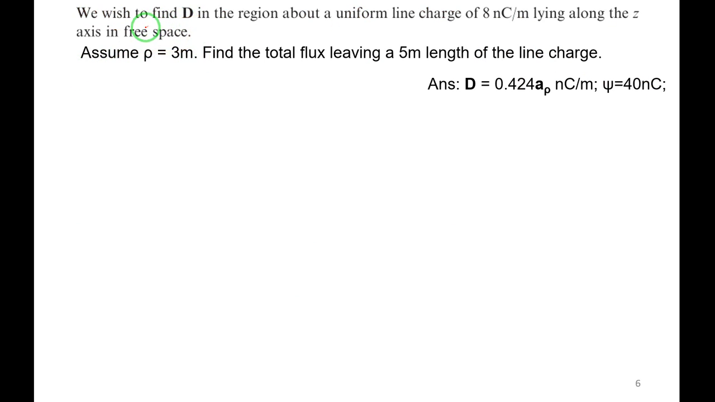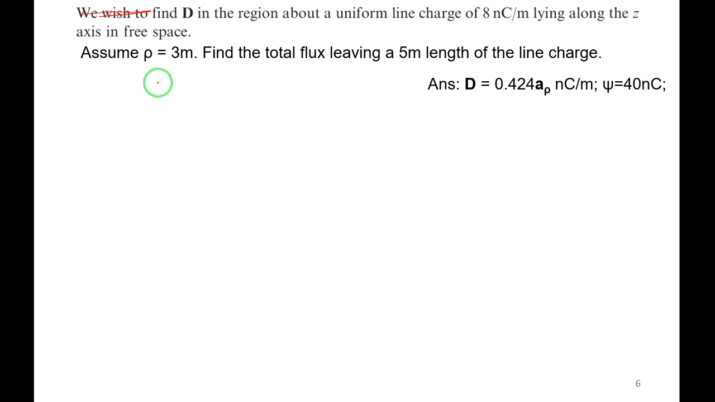Find the electric flux density D vector in the region about a uniform line charge of 8 nanocoulomb per meter lying along the z-axis in free space. Then assume the radial distance rho equal to 3 meters. Find the total flux leaving a 5 meter length of the line charge. Okay, we'll try to do this.